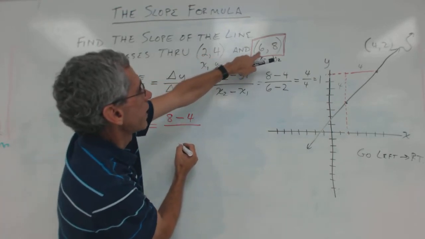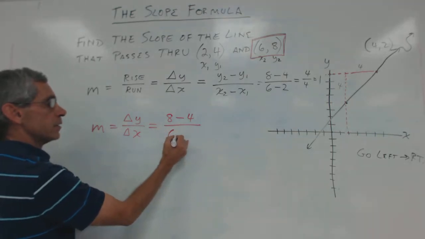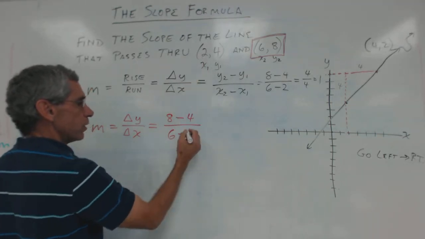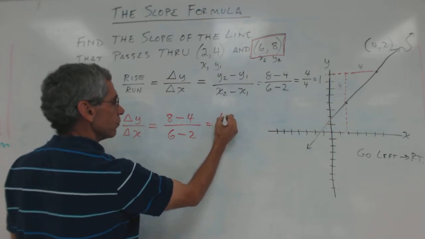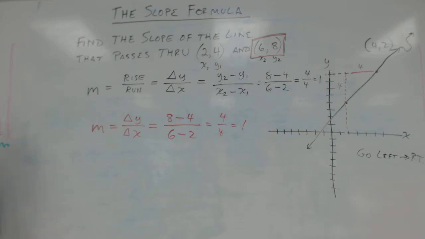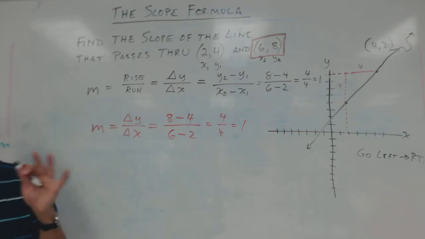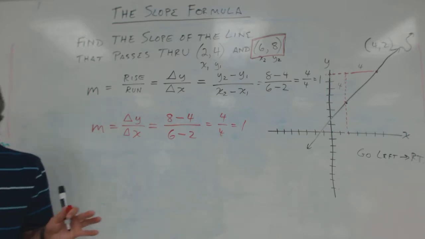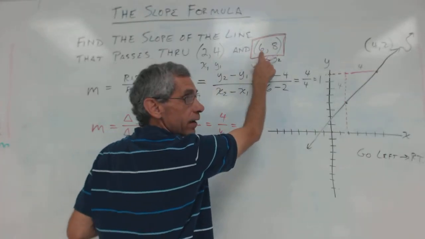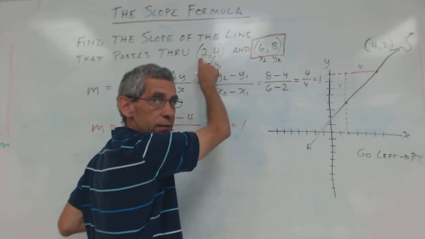And then I go back to my box again and I start with my x. 6 minus. The formula says minus. And then I look at my x over here. It's 2, which is equal to 4 over 4, which is equal to 1. It's so much easier. I don't have to find my x1 and my y1 and my x2 and my y2. I'm just finding that y minus that y over that x minus that x. Does that make sense?